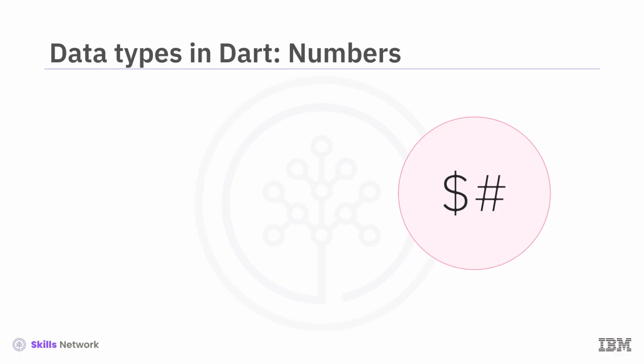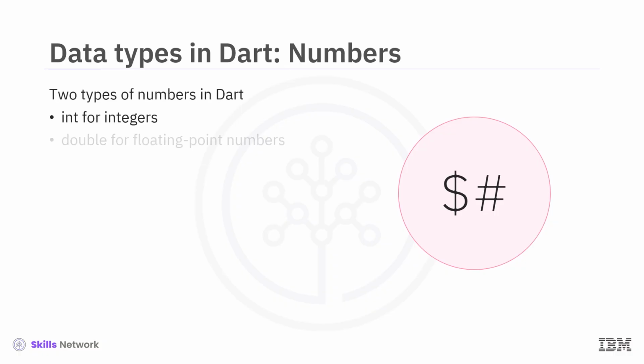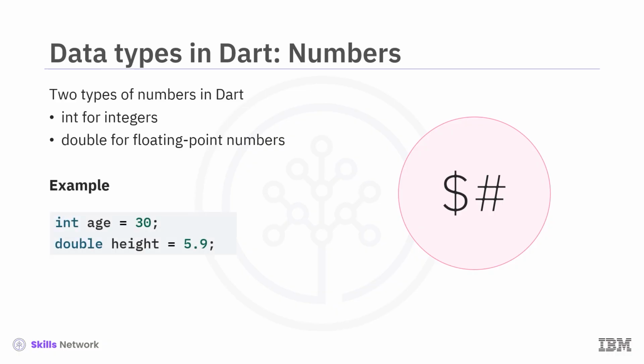The first data type is numbers. There are two types of numbers in Dart, int for integers and double for floating point numbers. Let's understand this by using a code snippet. Here, age is an integer and height is a floating point number.